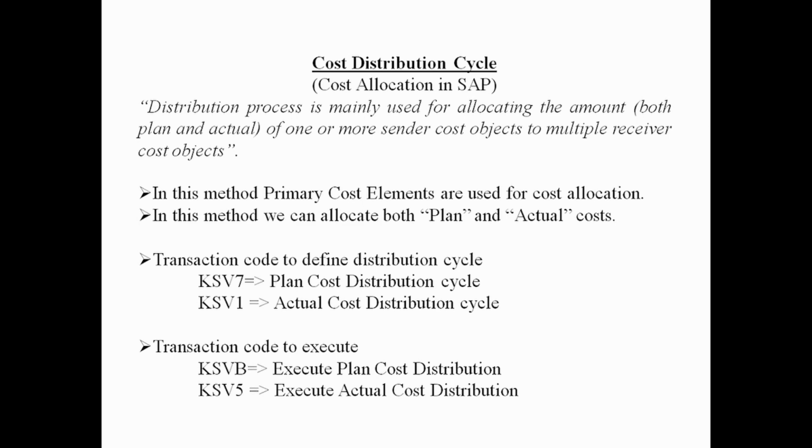Transaction code to execute distribution cycle. To execute planned cost distribution, we use KSVB, and to execute actual cost distribution, we use KSV5. Let's take an example test scenario.